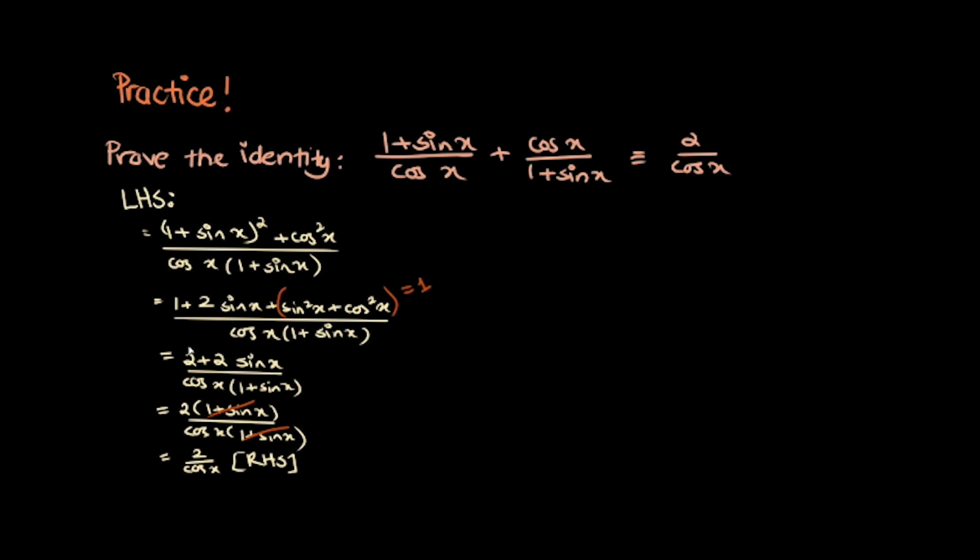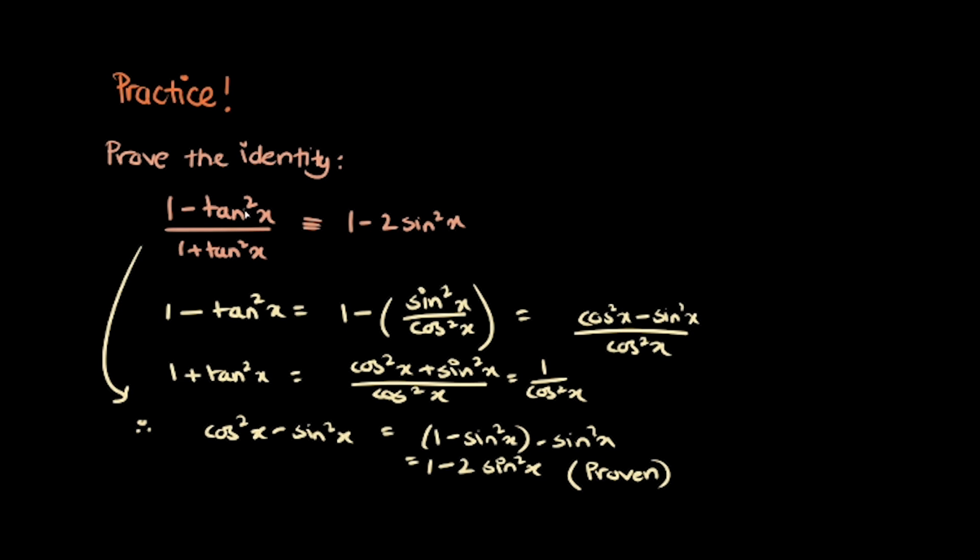This will allow us to add 1 plus 1 and take 2 as common, and lastly cut off 1 plus sine x, leaving us with the RHS proven. In this particular case, we dealt with the numerator and denominator separately to make the process simpler.